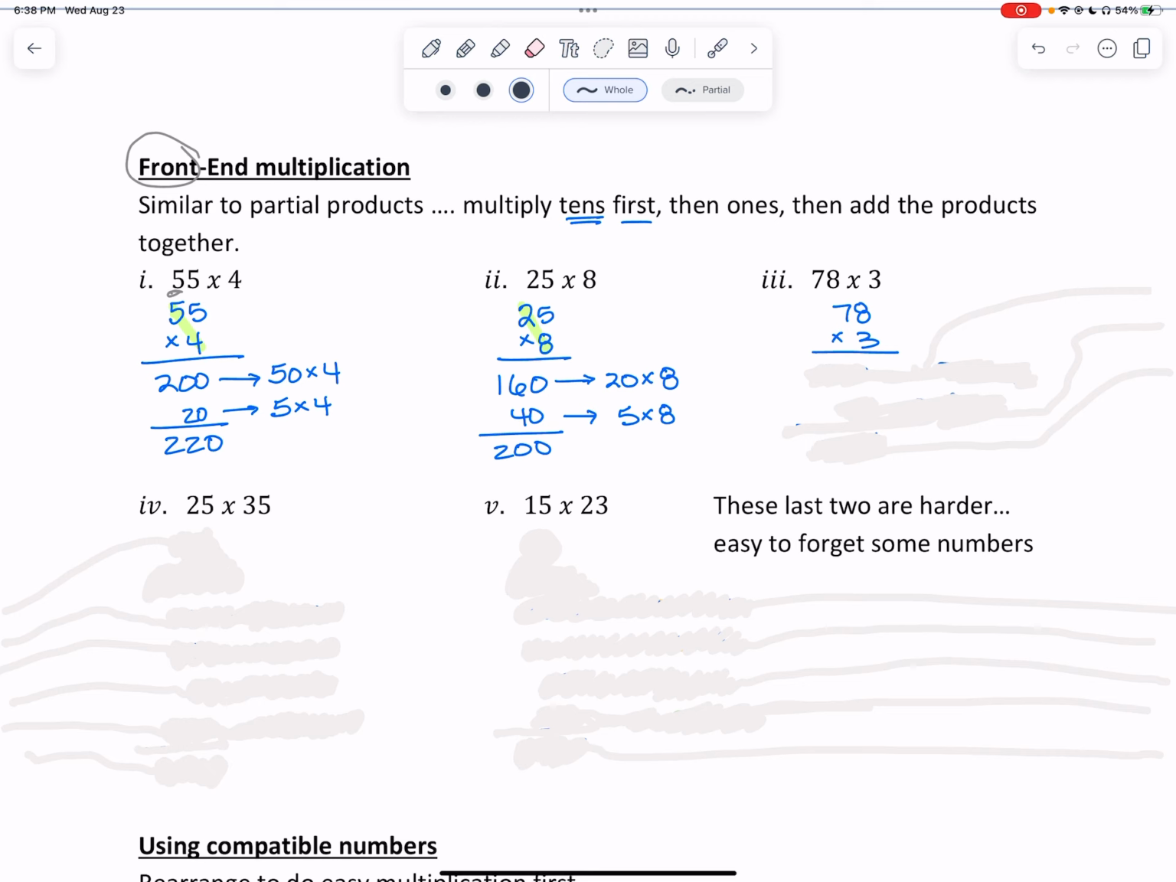The 3 and the 70. Yes, we're going to do the tens first. So that's going to give me 210. And then the 3 times the 8 is going to give me 24. Add them all up and get 234.